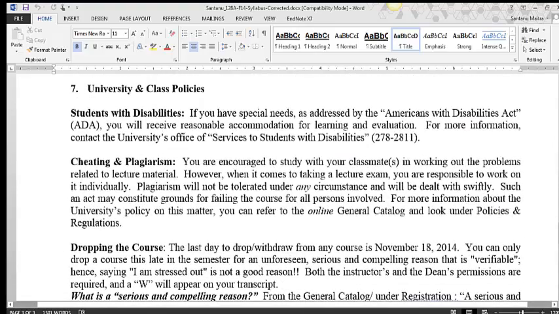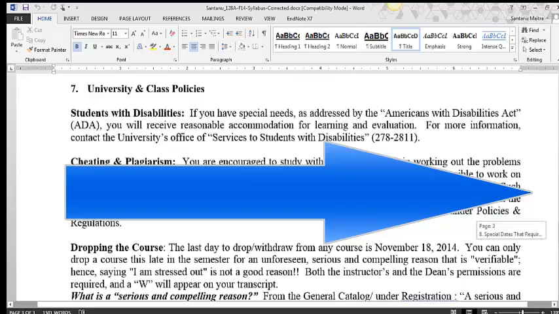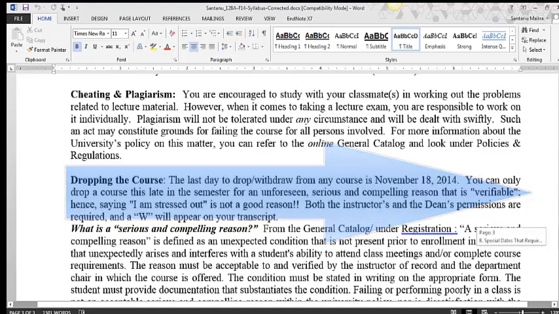Other university and class policies are listed under 7. Students with disabilities, you can read this particular section later on. Cheating and plagiarism will not be tolerated. Absolutely zero tolerance, and the student concerned will be bearing the consequence in case there is any incident that happens under this particular clause.